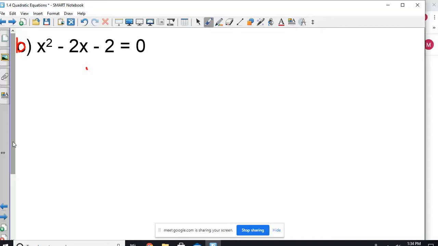So if we try to factor it, is there anything that multiplies to -2 and adds to -2? No, so it couldn't be factored even if we wanted to. So completing the square is our best option. First step, it has to be a 1x squared, and it is. So we get to go to the second step, which is move the constant over. Leave yourself a little space. So I add my 2.